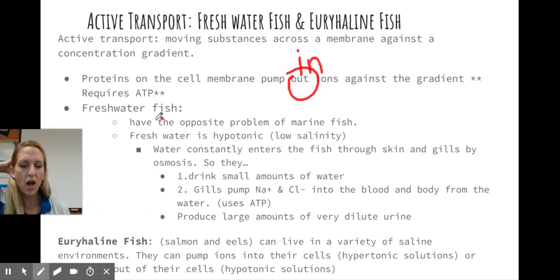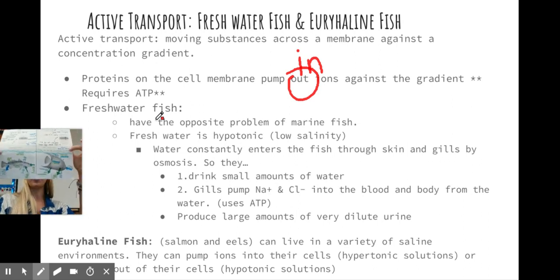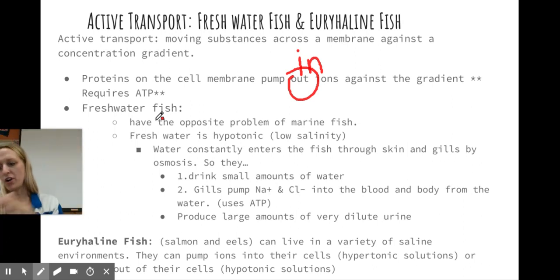Okay. Freshwater fish, they have the opposite problem of marine fish, and I kept pointing that out to you guys in class. Look at how your arrows are different. One's losing water, one's gaining salts, one's gaining salts and losing water. I'm just done. I just said the same thing twice.